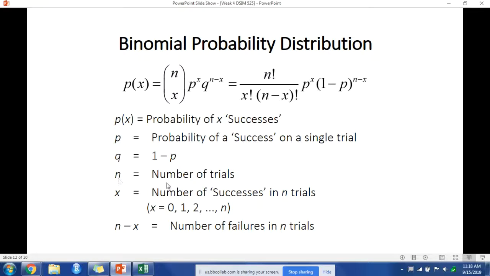We have N, which is our number of trials or our sample size. X is the number of successes, so this is the number of actual tails we got. And the number of failures would be the other side of that, which would be N minus X.